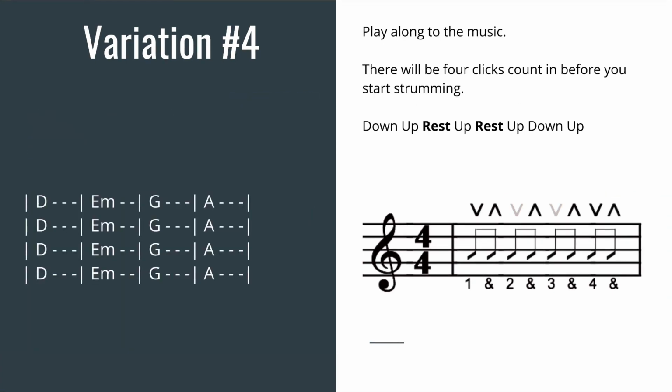For variation number 4, we're going to try a different collection of chords. We're going to use D, E minor, G, and A, using the rhythm down, up, up, down, up. Let's give it a go and see what you think.